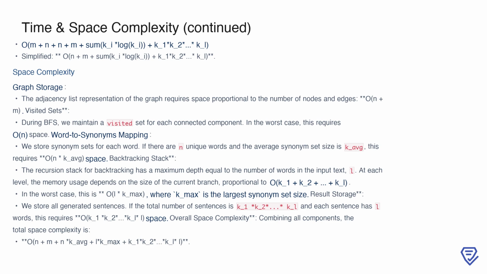Finally, we store all generated sentences. If there are k1 * k2 * ... * kl sentences and each sentence has L words, the storage cost becomes O(k1 * k2 * ... * kl * L). Combining all these components, the overall space complexity sums up to O(n + m + n * k_average + L * k_max + k1 * k2 * ... * kl).